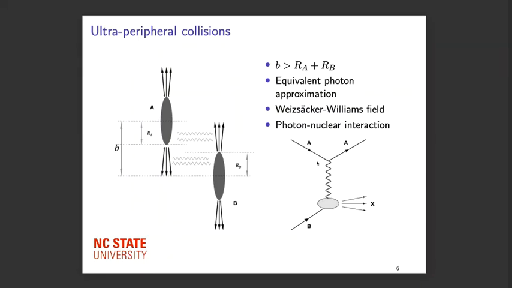As a small digression, this is related to how we model the nucleus. If we replace this electric charge with a color charge, then we can also have the gluon Weizsäcker-Williams field. All right, that's a small digression. We will talk about this later.